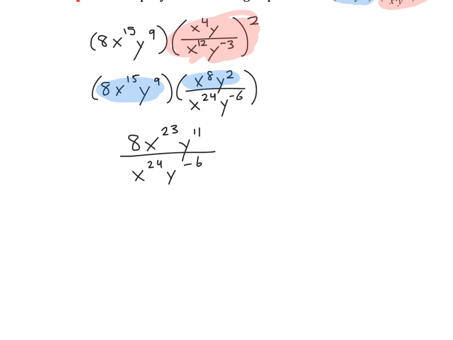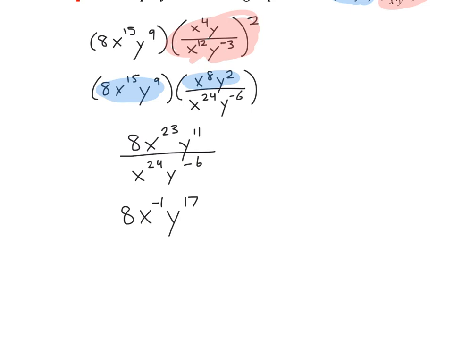Now we're going to use our quotient property, and remember, when we're dividing with exponents, we subtract them. So 8 is just 8. Here we have 23 minus 24, so that gives us x to the power of negative 1. And here, just be careful, we actually have 11 minus negative 6. So remember, when you're subtracting a negative, you're actually adding. So we have y to the power of 17.